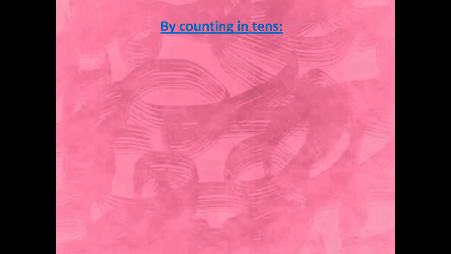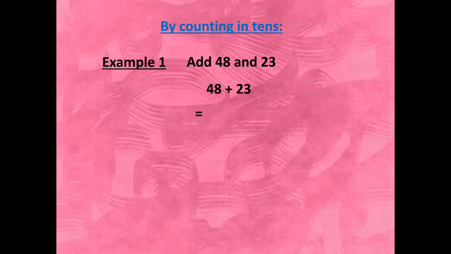Now the next topic is by counting in tens. That means if addends are given, we have to split it into tens. Now we will see an example. We have to add 48 and 23. So first we will split 48 and 23. We'll see 48 plus 23.